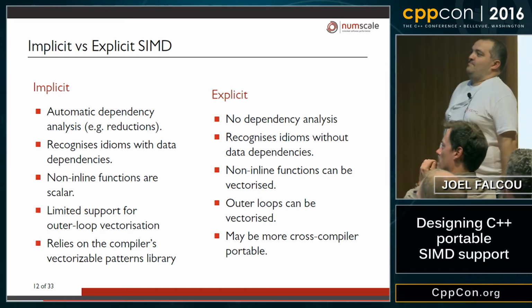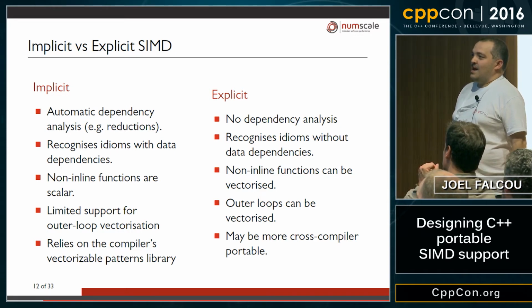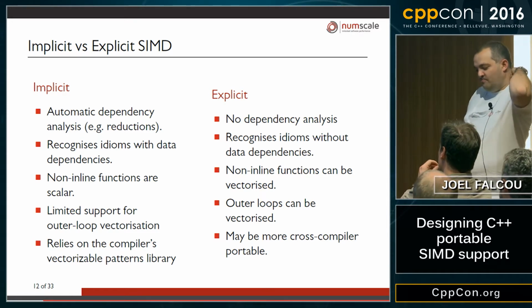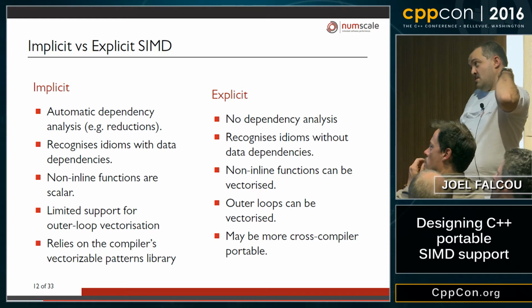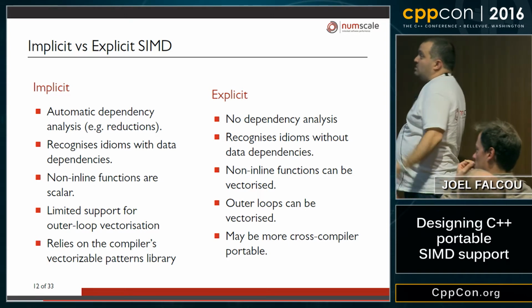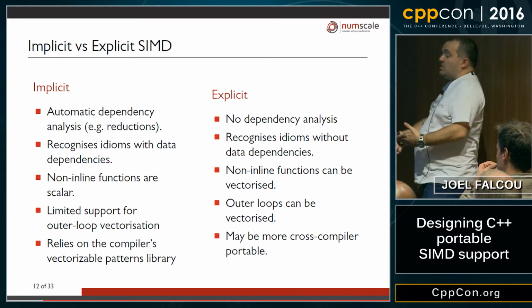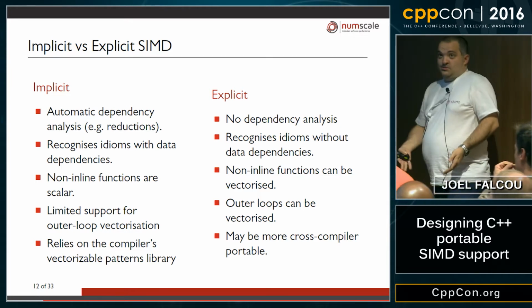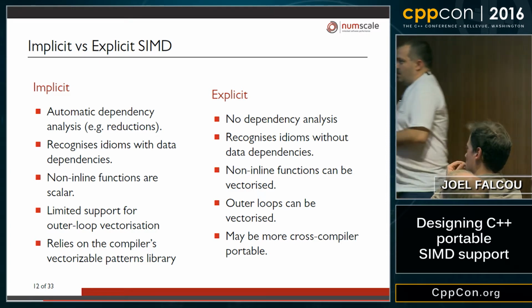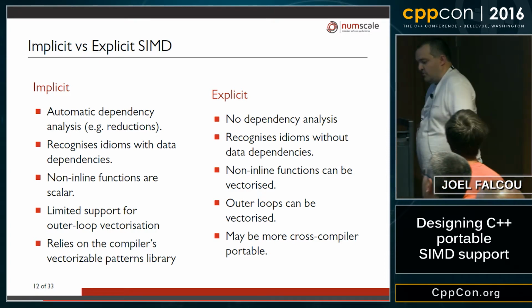ICC, for example, has probably the most impressive list of vectorizable patterns. It's a very nice piece of compiler technology that does a very good job. But sometimes you're stuck in places where the compiler doesn't want to vectorize and you don't really want to write intrinsics or whatever. And so we need something to go further than that.